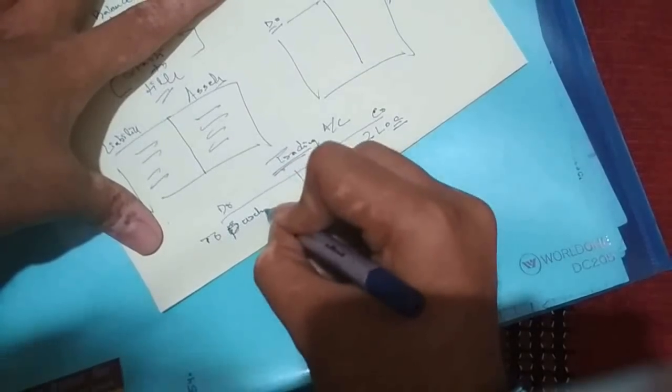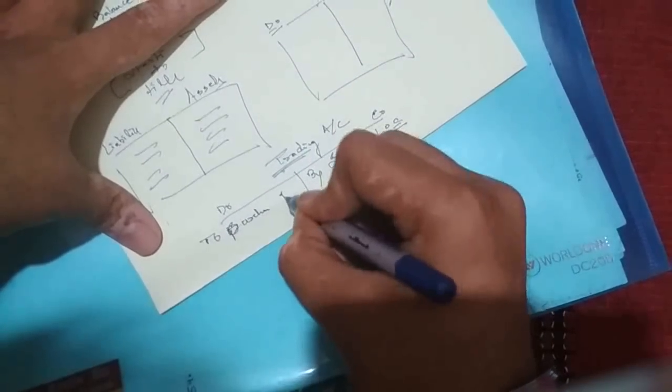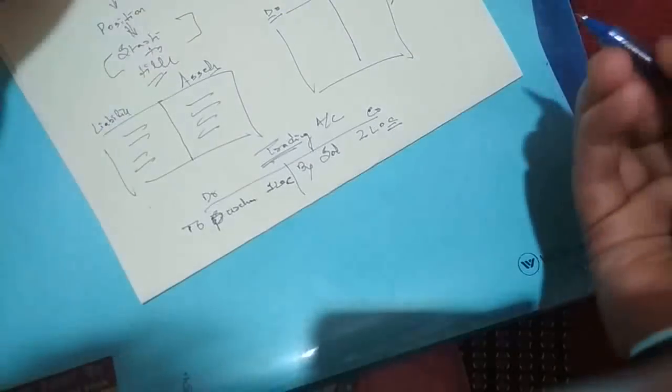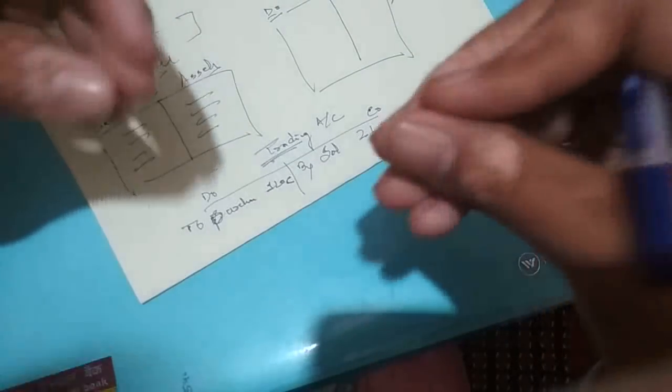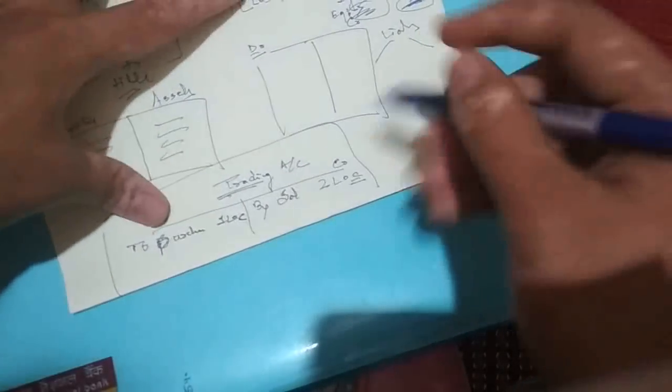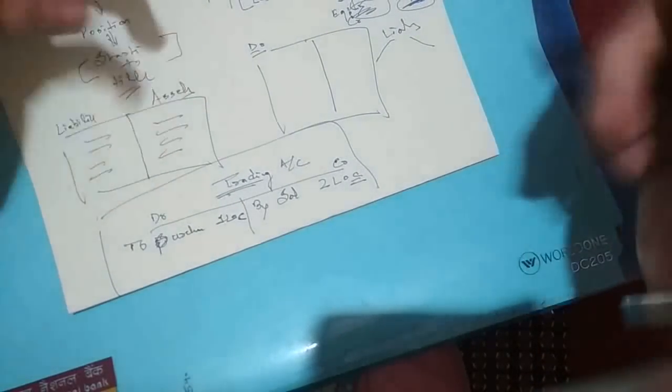To purchase 1 lakh. Okay, this is how the trading account is. Now after the trading account is made, we will understand everything with examples. I am just giving you the basics so that you can catch up with the examples.